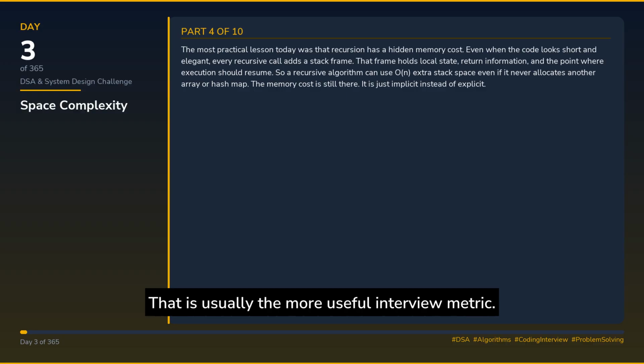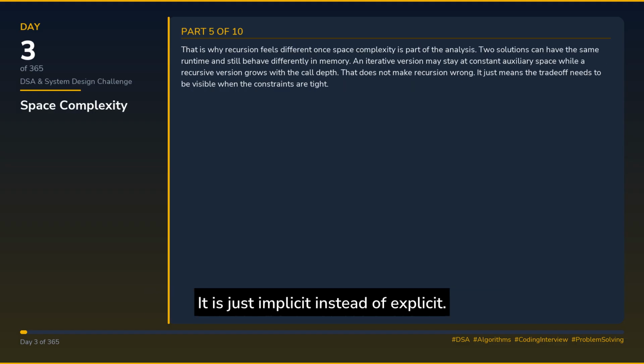The most practical lesson today was that recursion has a hidden memory cost. Even when the code looks short and elegant, every recursive call adds a stack frame. That frame holds local state, return information, and the point where execution should resume. So a recursive algorithm can use O(n) extra stack space even if it never allocates another array or hash map. The memory cost is still there. It is just implicit instead of explicit.